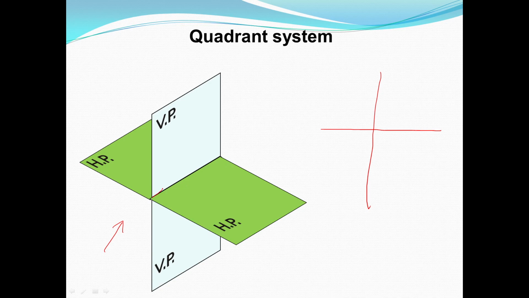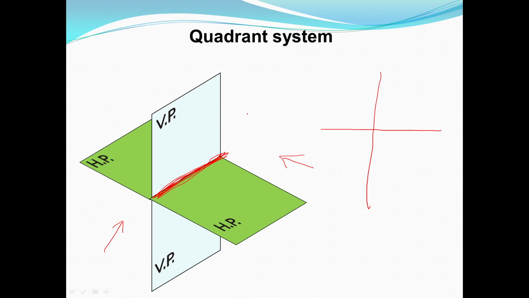So this intersection line, not a point, the intersection line of this plane, is called the xy line. XY line, vertical plane, horizontal plane, and this is the position of the observer.